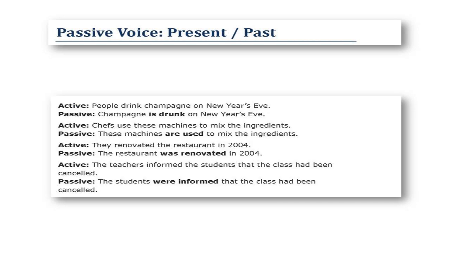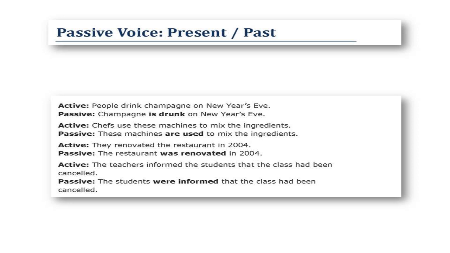Active. People drink champagne on New Year's Eve. Passive. Champagne is drunk on New Year's Eve. Active. Chefs use these machines to mix the ingredients. Passive. These machines are used to mix the ingredients.